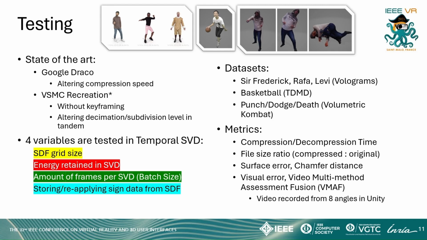For our metrics, we are measuring the compression and decompression time, the file size ratio of the compressed versus original, the surface error measured through the chamfer distance, and the visual error measured through VMAF, which is a 2D metric, and in doing so, we record video from 8 different angles in Unity of each sequence for every test setting.